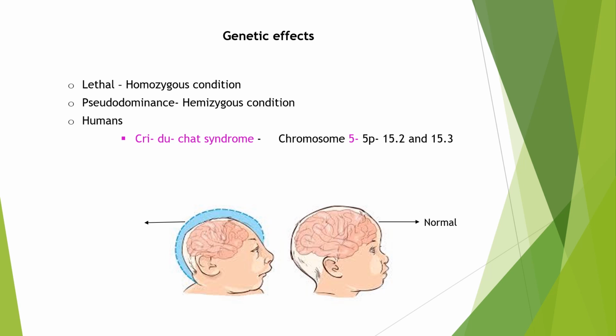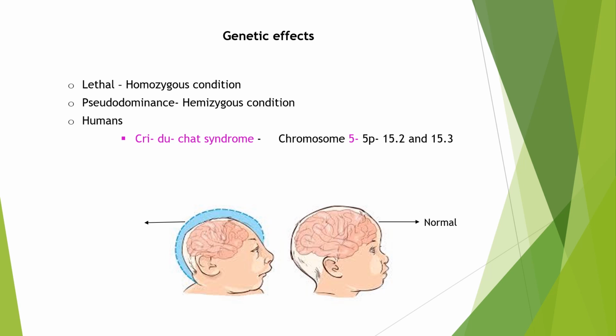The second one is called pseudodominance. Now when two chromosomes are present and in that there is a deletion of a dominant allele, in this case there is a sudden expression of a recessive gene. That expression is not expected, so that is called pseudodominance.